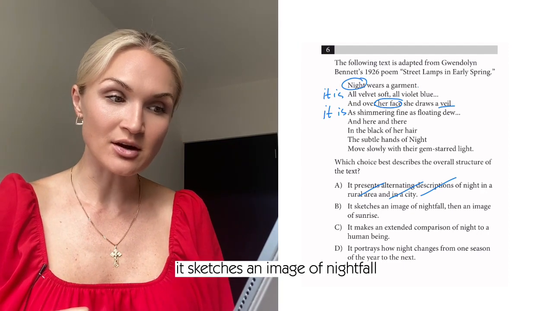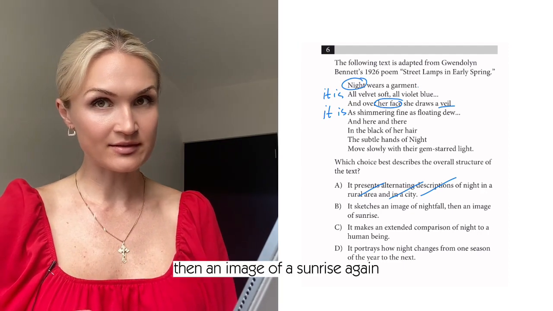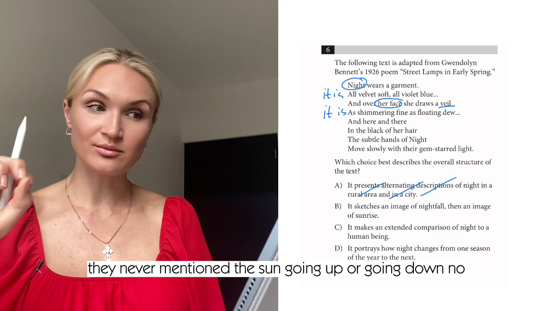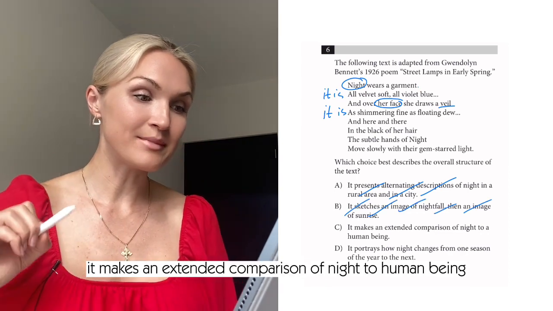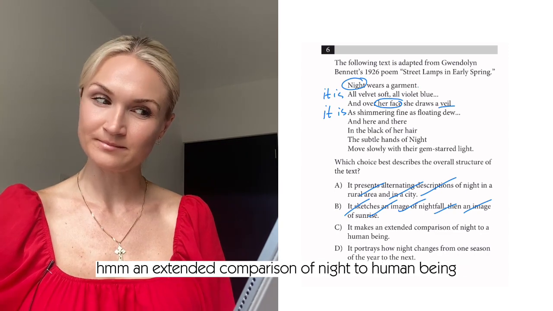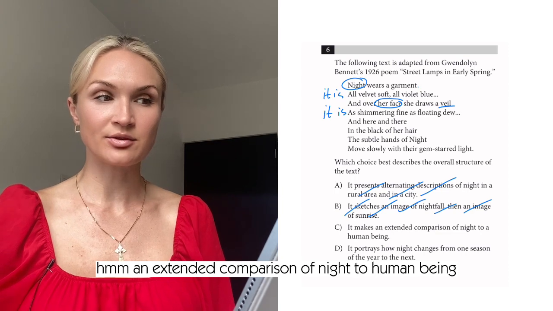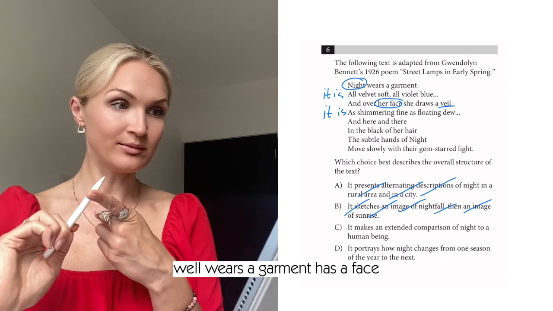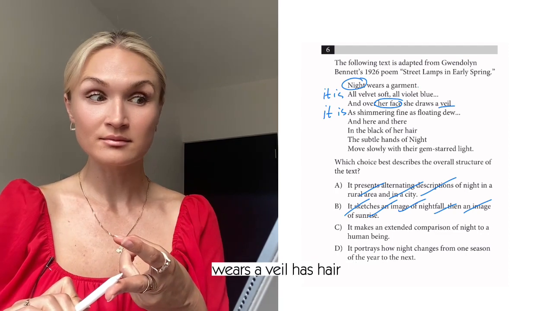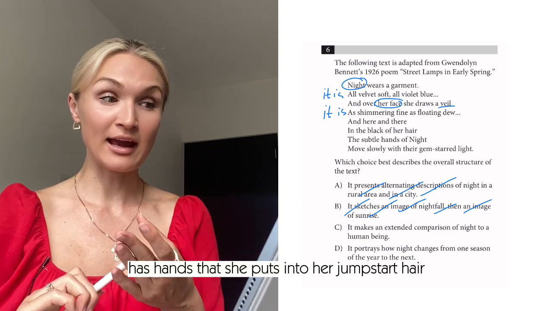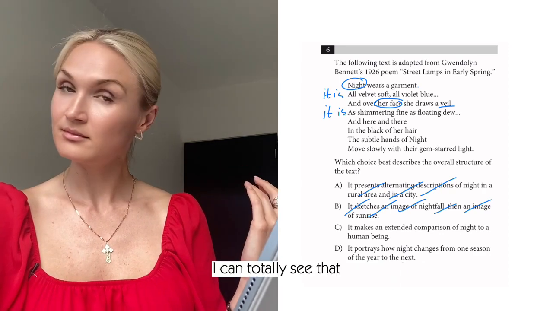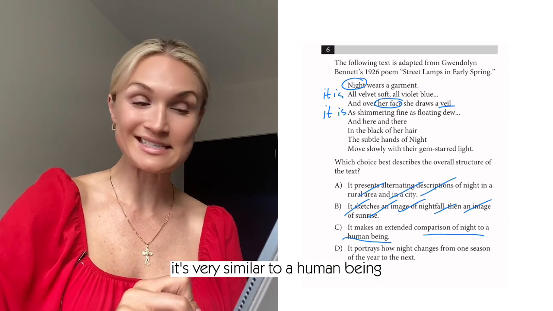B, it sketches an image of nightfall, then an image of a sunrise. Again, is that a yes or a no? They never mentioned a sun going up or going down. No. It makes an extended comparison of night to a human being. Well, it wears a garment, has a face, wears a veil, has hair, has hands that she puts into her gem-starred hair. I can totally see that. It's very similar to a human being.